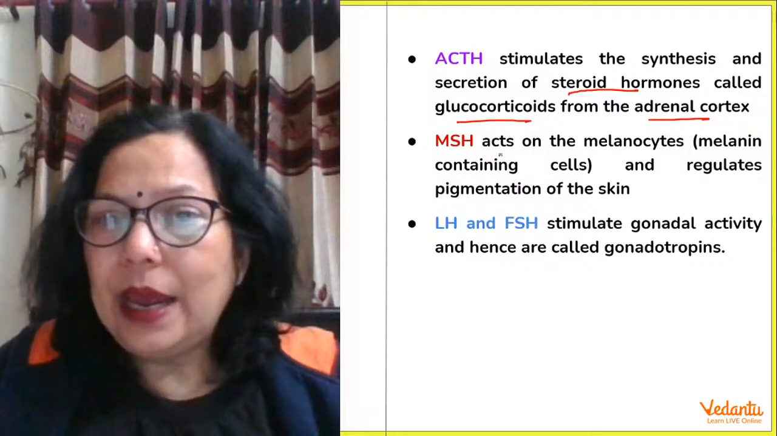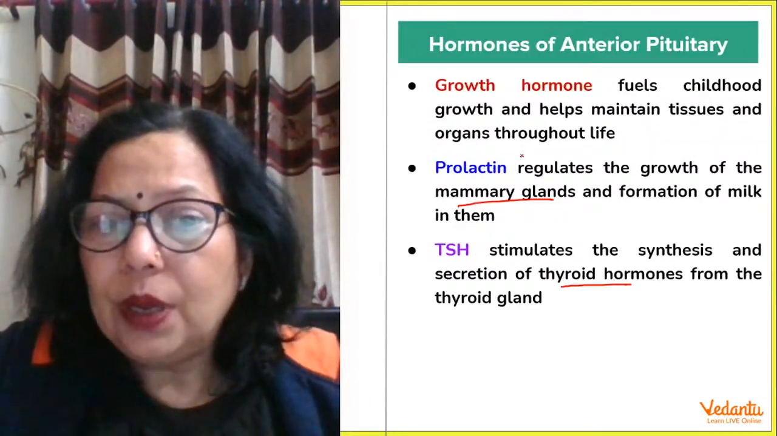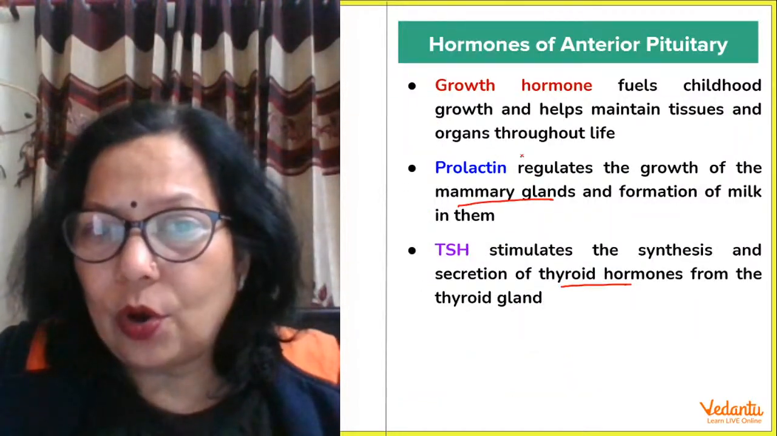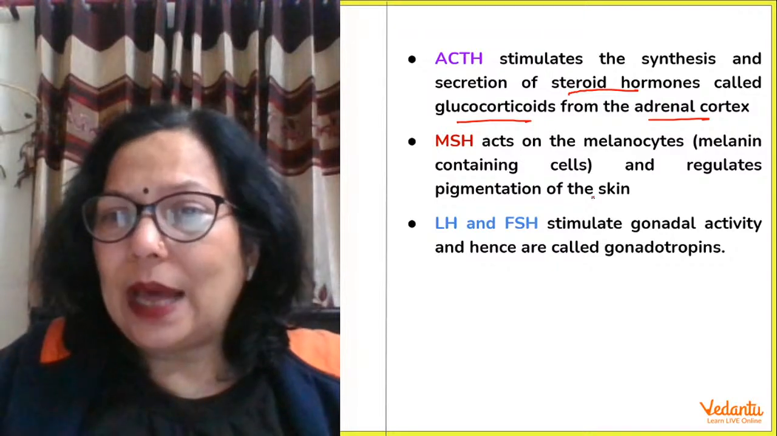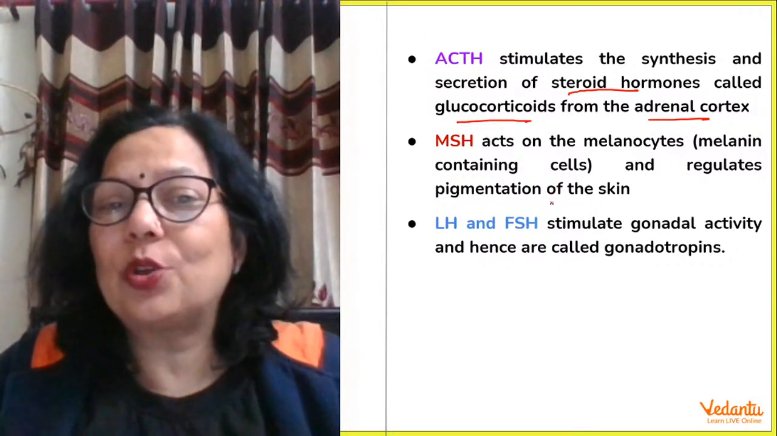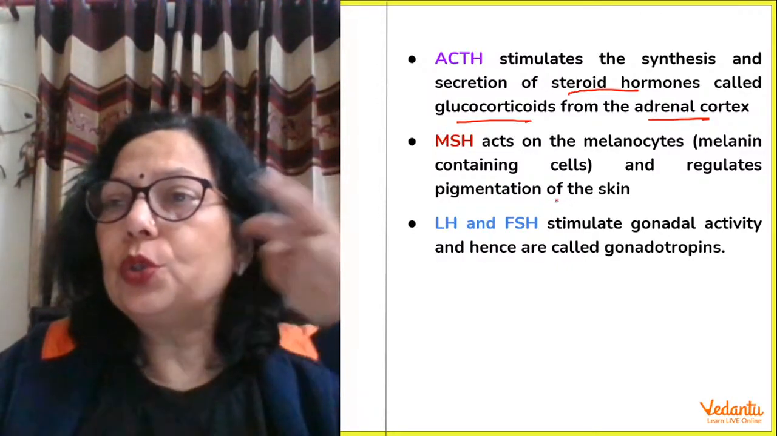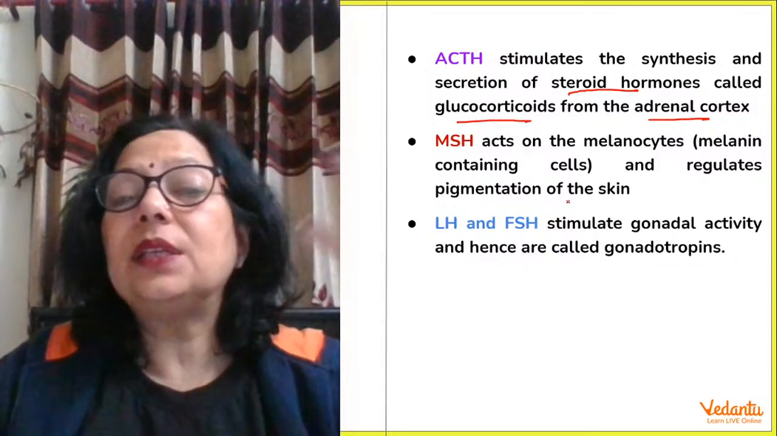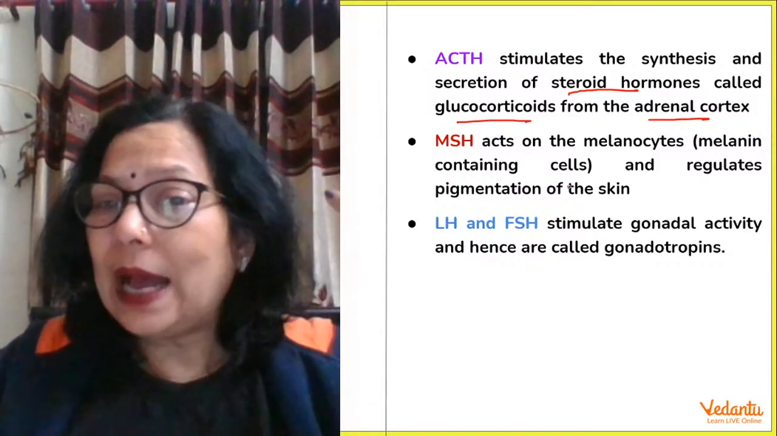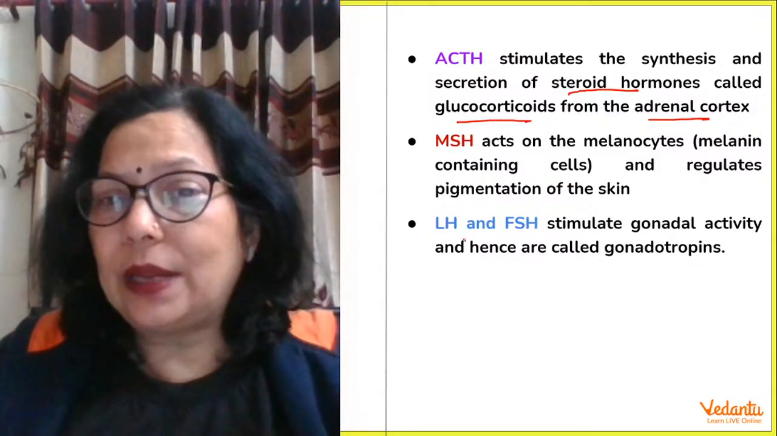MSH is melanocyte stimulating hormone. It acts on melanocytes, melanin containing cells, means which regulate the pigmentation of the skin. जो हम कहते हैं ना, हमारा अगर मिलानिन फंक्शन नहीं करेगा तो स्किन का कलर ऐसे नहीं होगा, ऐसा लगेगा जैसे सन जैसा व्हाइट, कुछ लोग बहुत अजीब लगते हैं आपको. So melanin has to be there for the pigmentation of the skin. So MSH acts on melanocytes.